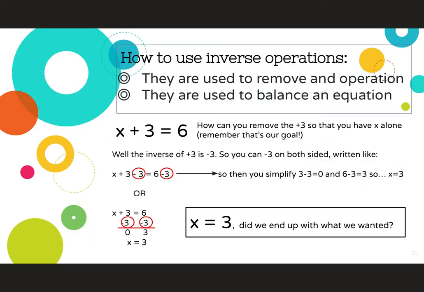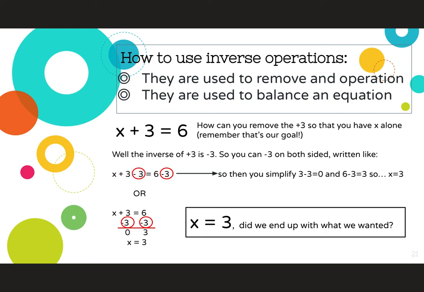All right. So how do you use the inverse operations? They are used to remove an operation. They are used to balance an equation. So if we have the expression x plus 3 on one side set equal to 6, now we have an equation because it's equal. How can you get rid of this plus 3 to leave the x alone? Because remember, the goal is to get x by itself. We're going to start removing things. This is kind of in its way. We want x alone. So how do we get rid of a plus 3? Well, it's plus. So what's the inverse of plus? You guessed it, minus. If we have a plus 3, we're going to do a minus 3.